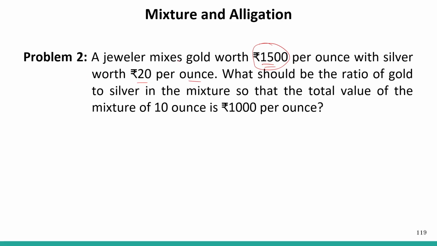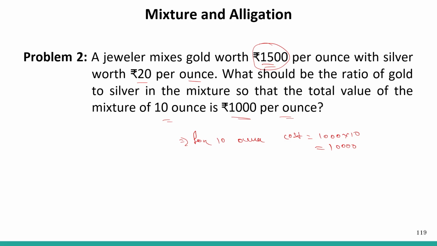So the cost of gold per ounce is 1500 and silver per ounce is 20 rupees. What should be the ratio of gold to silver in the mixture so that the total value of the mixture of 10 ounces is 1000 per ounce? If it is 1000 per ounce for 10 ounces, then the cost is 1000 into 10, that is equal to 10,000 rupees, right?